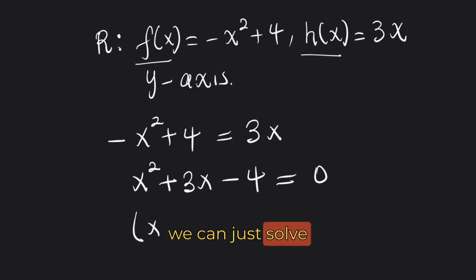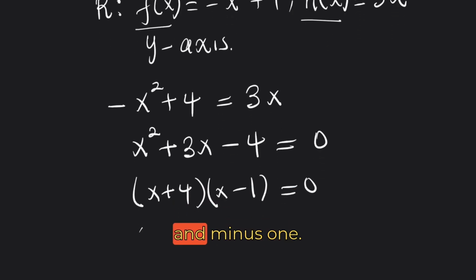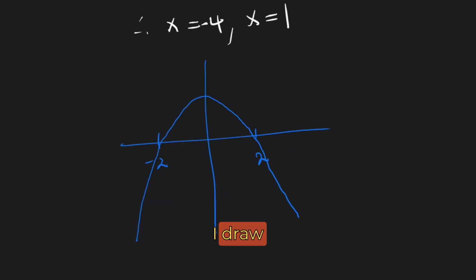Next, we can just solve this. I need two numbers such that their sum is 3 and their product is negative 4. Obviously I need plus 4 and minus 1. Therefore x is equal to negative 4 and x is equal to 1. To have a visualization of this graph, I draw the curve.